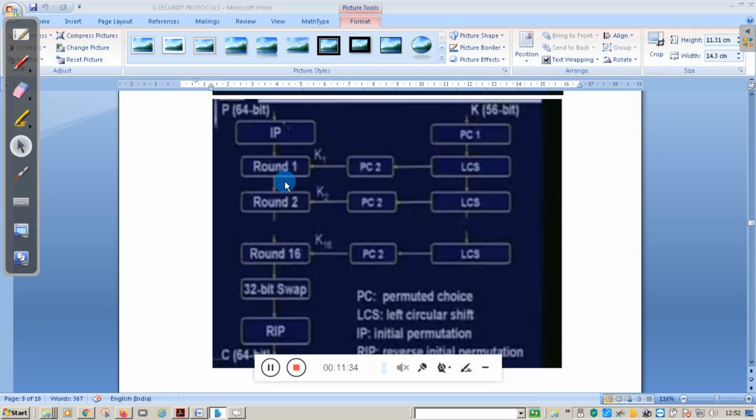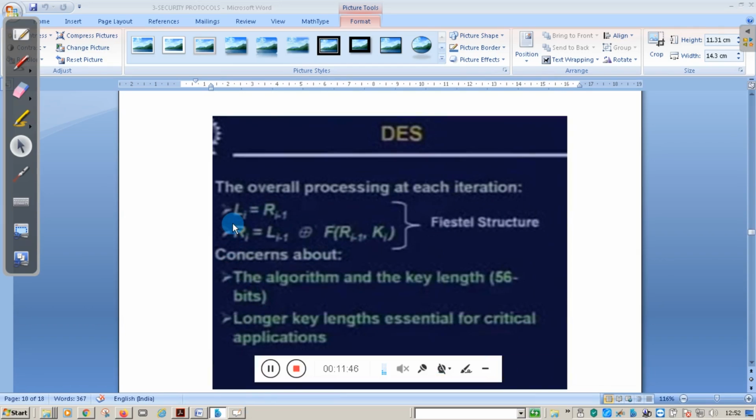Now what techniques are used in round 1? We'll see in the next slide what techniques will be used in round 1, round 2, etc. So the overall processing at each iteration, that is at each round, is something like this: Li = Ri-1, Ri = Li-1 XOR F(Ri-1, Ki). Let me explain this one by using the blackboard.